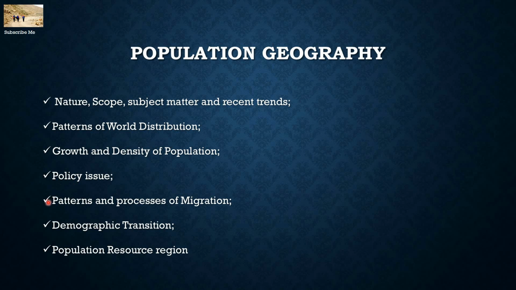The patterns and processes of migration, intra-state, marriage migration and all. Demographic transition is very important, how the transition is happening. We have the transition theory of demography of 5 stages. Study about it. It explains the present growth rate of different countries, and future aspects also. The population resource region, the important regions from where people get resources and other things.